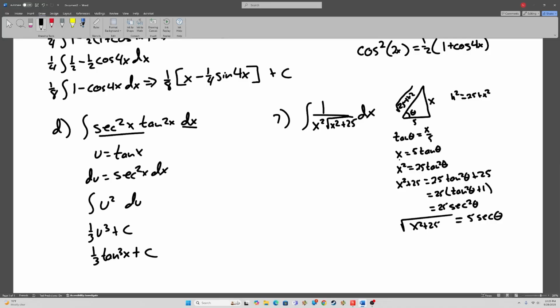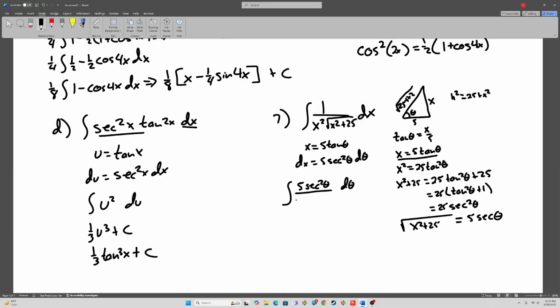Well, let's go from right here, and we'll write if x is equal to 5 tangent of theta, then the derivative is equal to 5 secant squared of theta d theta. So now that allows us to make a bunch of replacements. So dx can be replaced with 5 secant squared theta d theta.